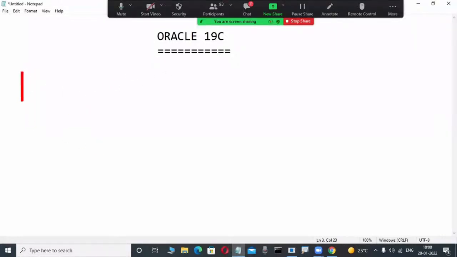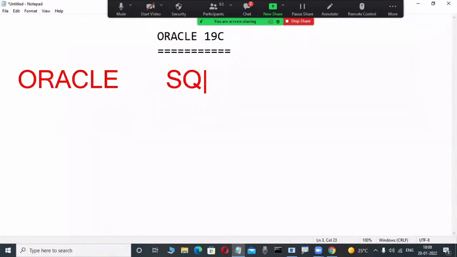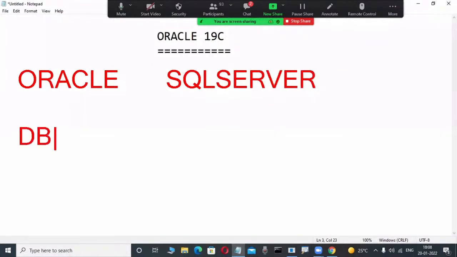Not only Oracle, so many database products are available on the software side. Suppose Oracle is a database product from Oracle Corporation. Observe here, different companies. Maybe so many fellows have an idea. SQL Server is a database product from Microsoft. DB2 is a database product from the IBM company.